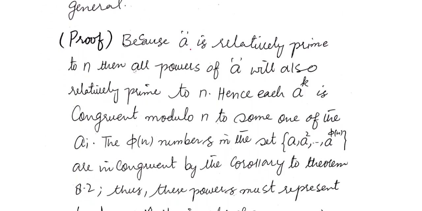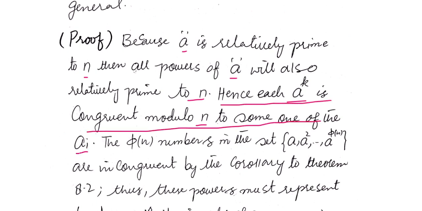I have written that because a is relatively prime to n, all powers of a will also be relatively prime to n. This line you can observe from the proof of the previous example. Hence each a raised to power k is congruent modulo n to some one of the ai. This line can also be verified simply by the powers of 3.